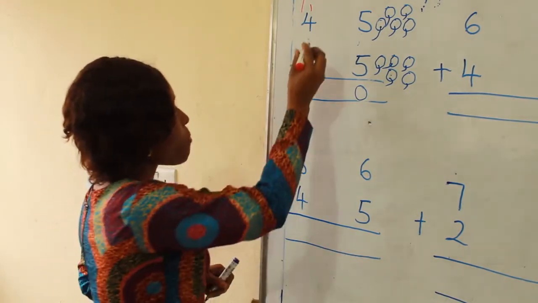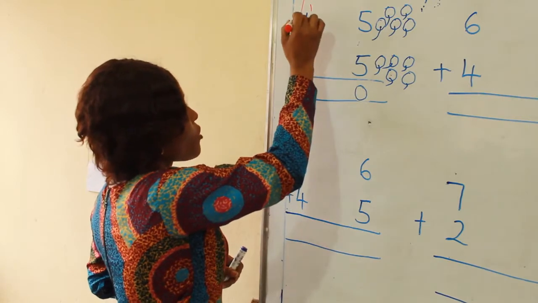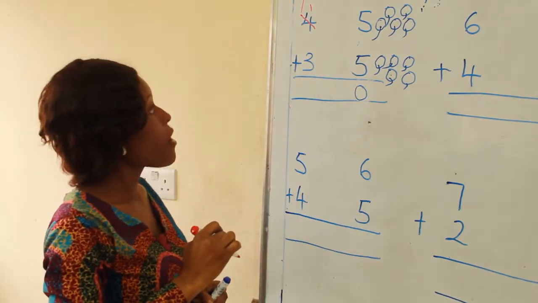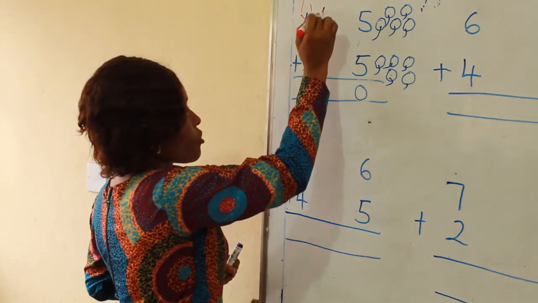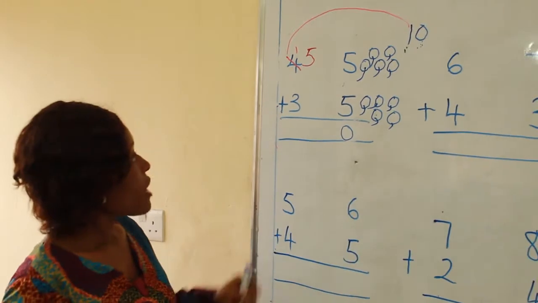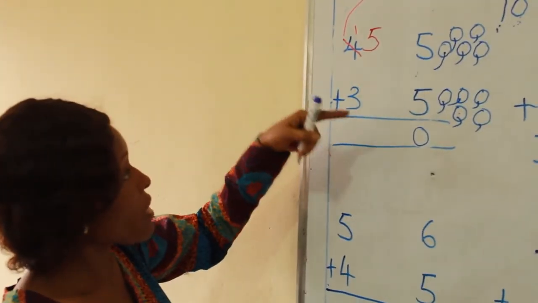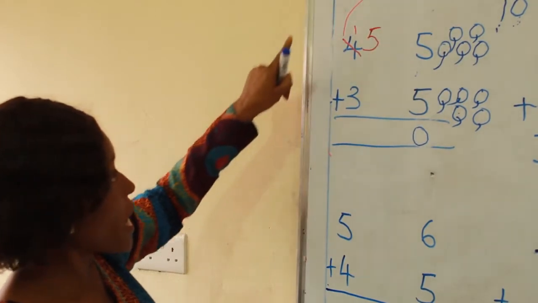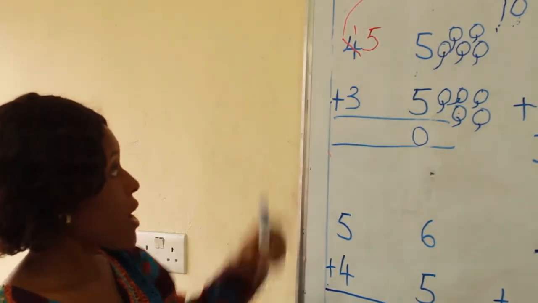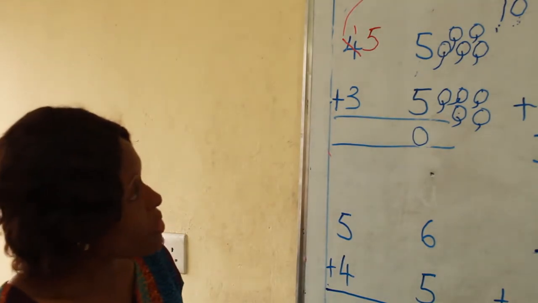Good. Because 4 plus 1 gives us 5. So you cancel 4 because 4 has become number 5. And then you write here number 5. And so because 4 has become number 5, don't forget, we took a number, we carried it over, and we added it to number 4. And now number 4 has become number 5. What do we do next?